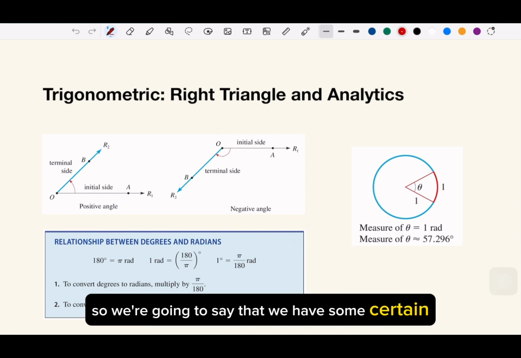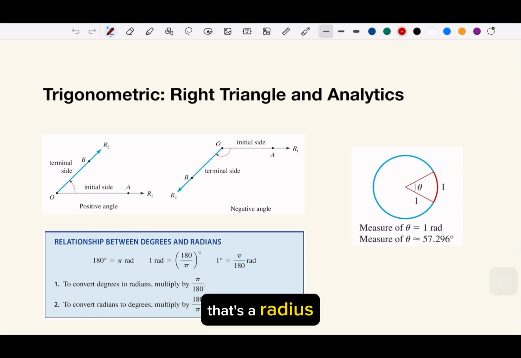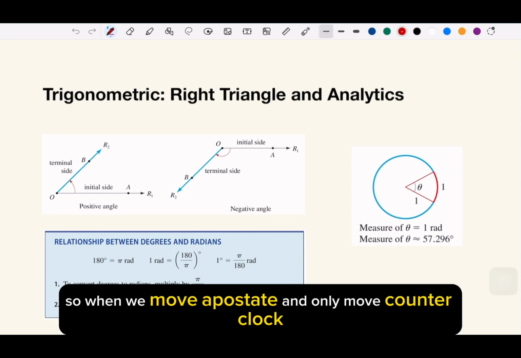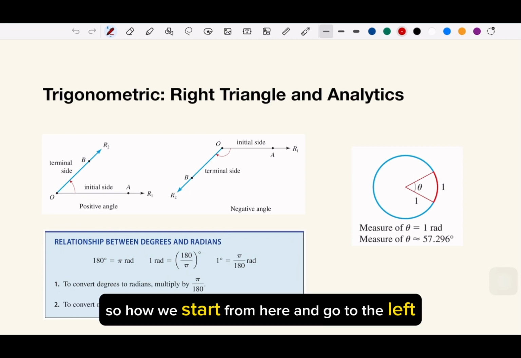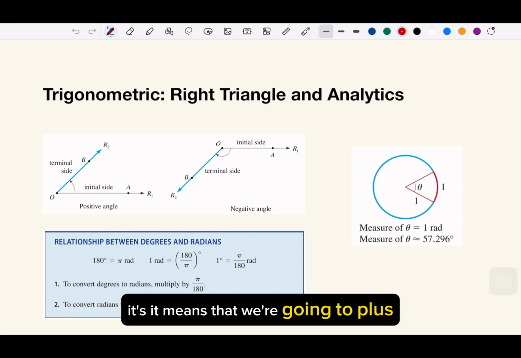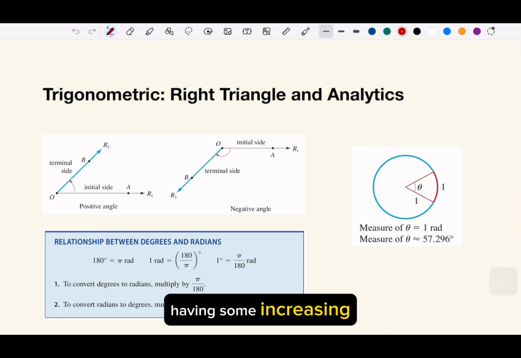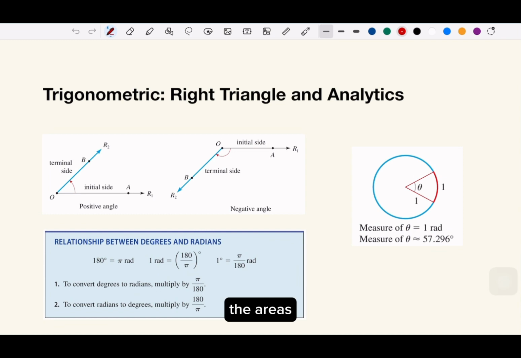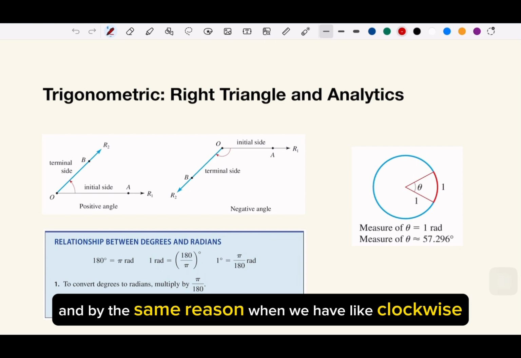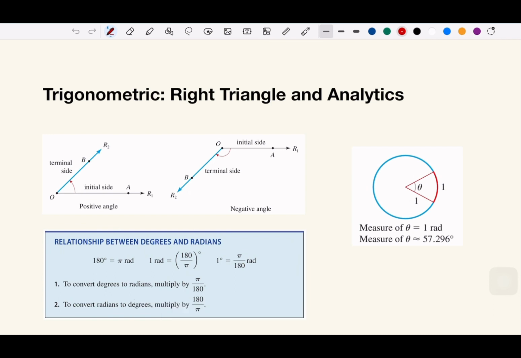So we are going to say that we have some certain, let's say, radius here, and then we move in a positive way. So when we move a positive angle, we move counterclockwise. Okay? So we start from here and we go to the left. Counterclockwise means that the angle is increasing, getting positive, positive, positive. And by the same reason, when we go clockwise, it means that we have a negative angle. Okay? Negative angle.